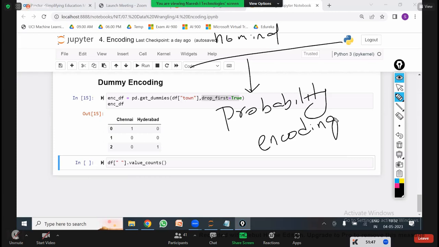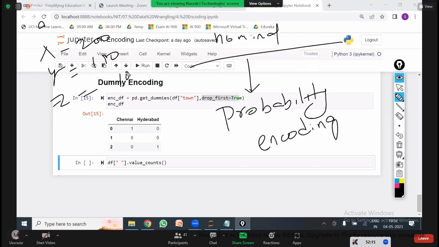How to calculate the probability? For example, we have 3 categories, let us take X of 200, Y of 190, Z of 10. All three are nominal data, not ordinal. For nominal data, I have to do nominal encoding.